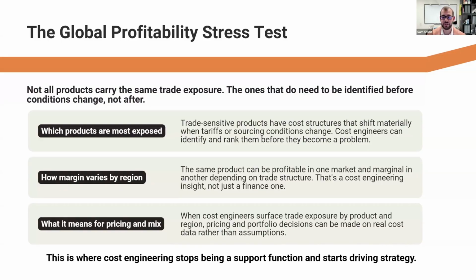That kind of analysis does two things. First, it tells you where to focus your modeling and mitigation efforts. Not every product needs the same level of attention. Second, it gives leadership a clear picture of the business risk in terms they can act on. Not cost variances, but margin impact across the portfolio. Organizations that do this well treat it as a standing capability and not a one-time exercise. Trade conditions are now dynamic enough that portfolio level stress testing probably deserves a regular cadence.